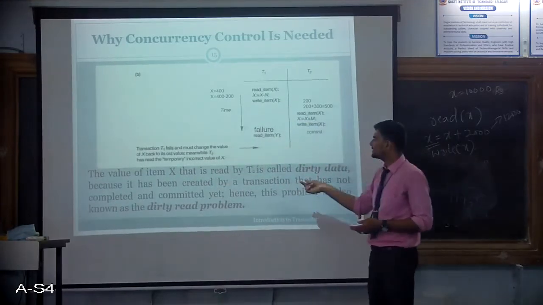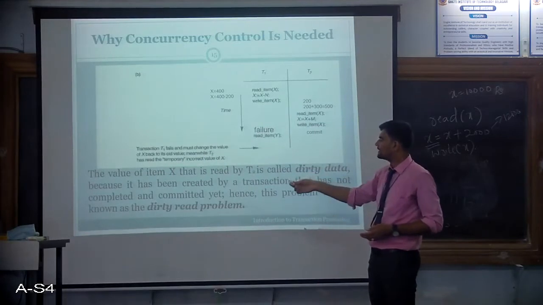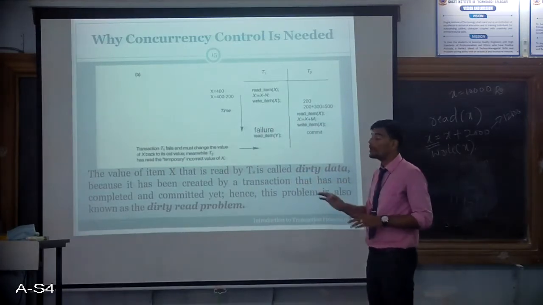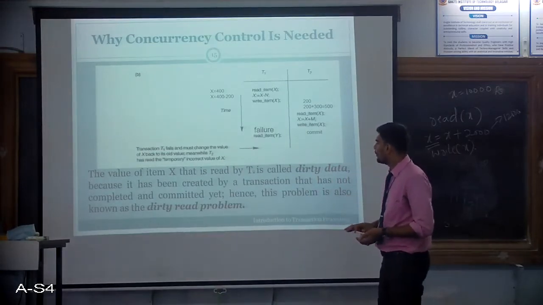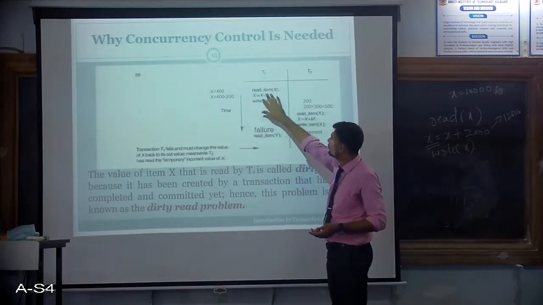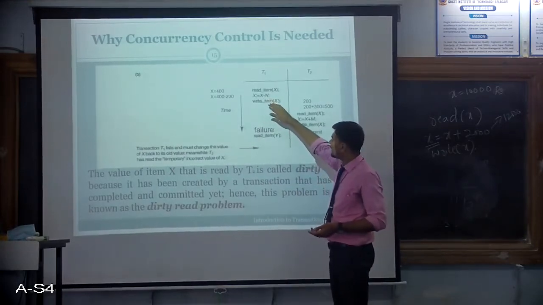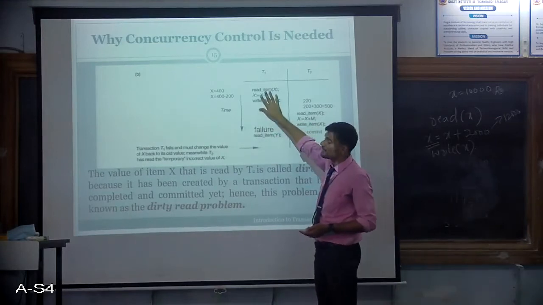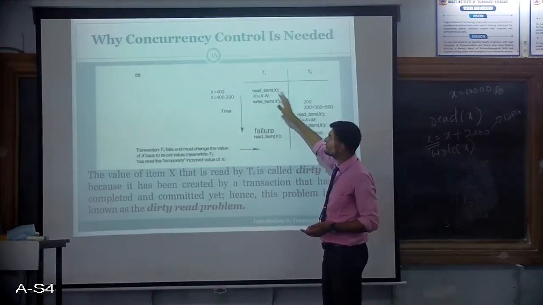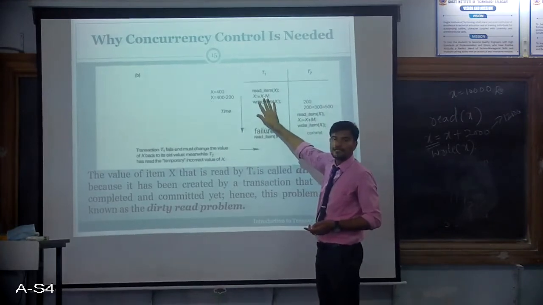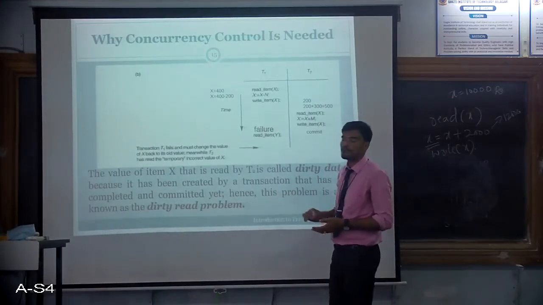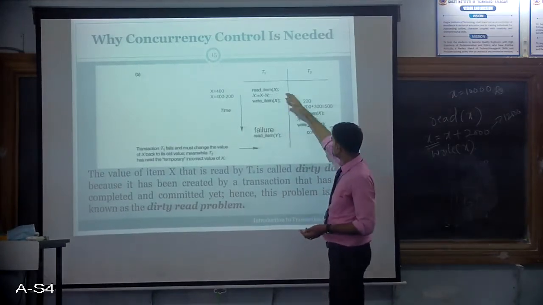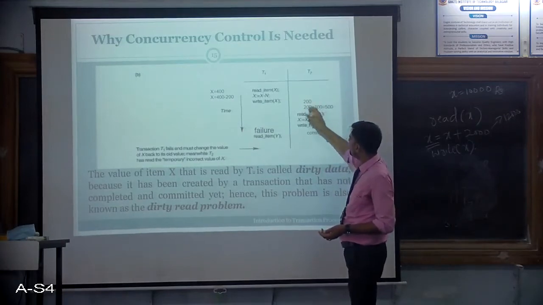The value of item x that is read by T2 is called dirty data because it has been created by a transaction that has not completed and committed yet. Hence, this problem is also known as the dirty read problem. Transaction T2 has read the value of transaction T1, which has not yet completed and is not committed. Such a problem is known as the dirty read problem or temporary update problem. You can see here it has read the 200 value. After that it has updated the value to 500.